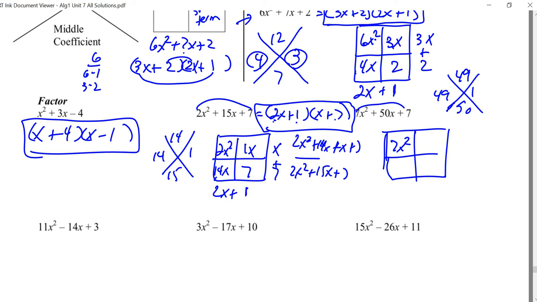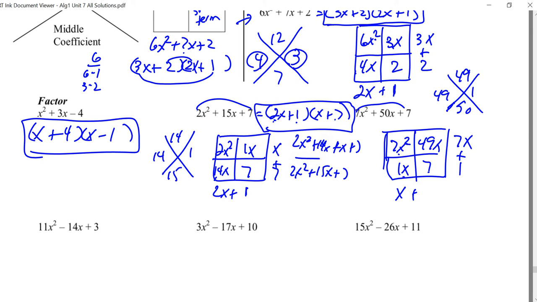7x squared goes there. 7 here. In one box I put 49x, but it doesn't matter what box I put it in. The other one I put 1x. What does 7x squared and 49x have in common? 7x. What does x and 7 have in common? 1.